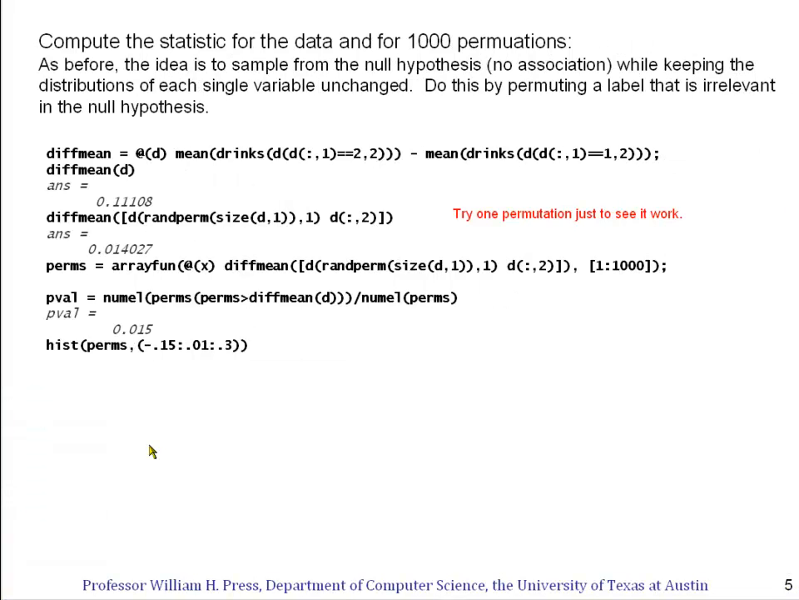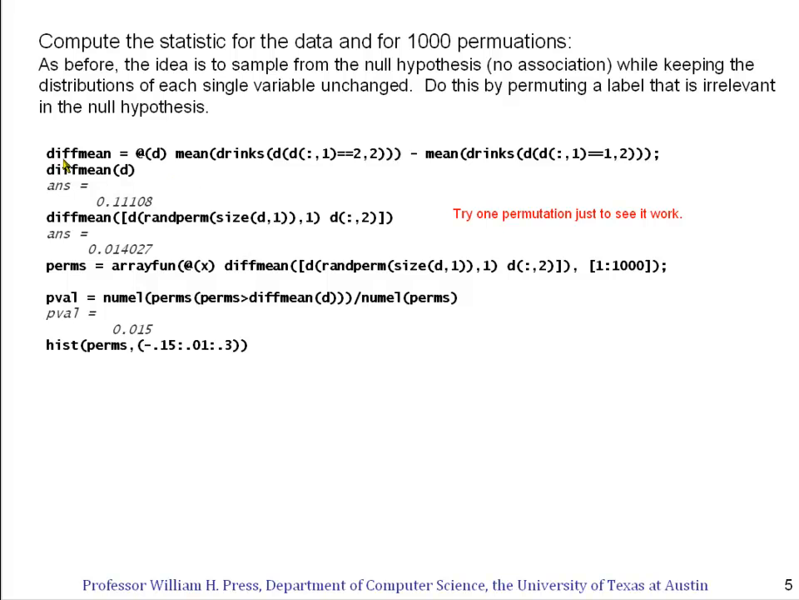Now I want to compute the statistic both for the data and for 1,000 permutations of the data. As before, the idea is to sample from the null hypothesis that there is no association between the row and column variables while keeping the distribution of each single variable unchanged. In other words, keeping all of the column and row marginals unchanged. So we do this by permuting the label.